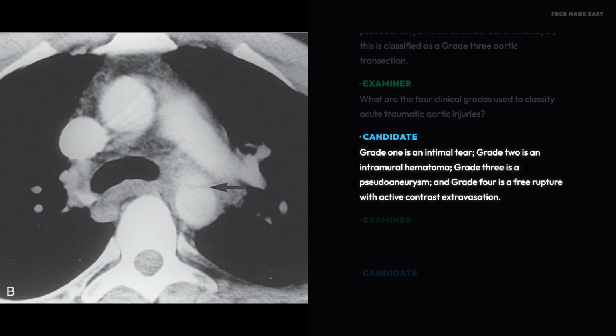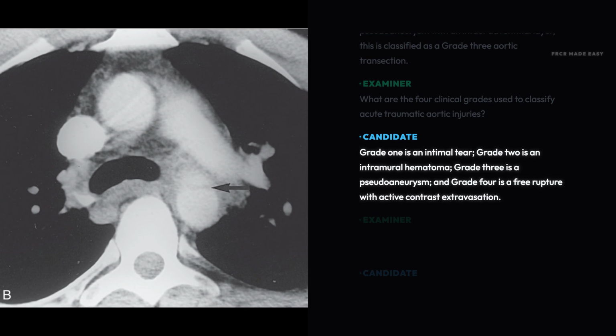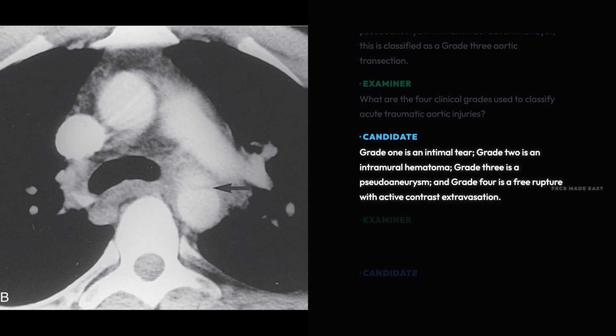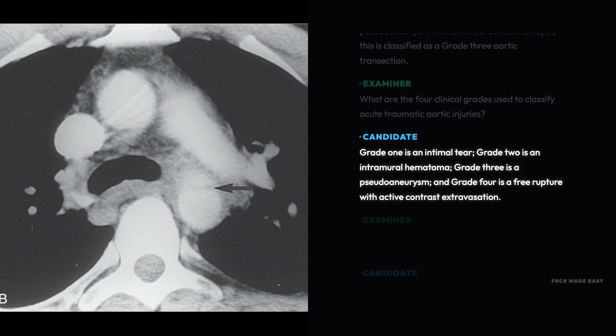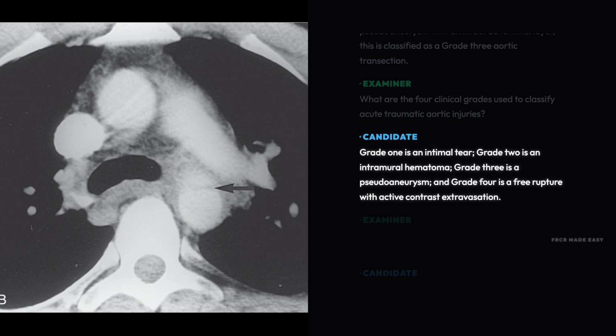Grade 1 is an intimal tear. Grade 2 is an intramural hematoma. Grade 3 is a pseudoaneurysm. And Grade 4 is a free rupture with active contrast extravasation.